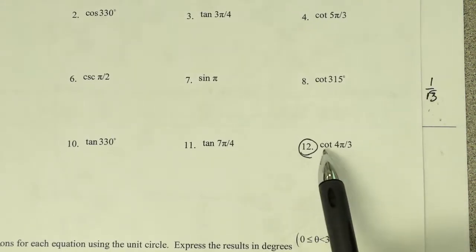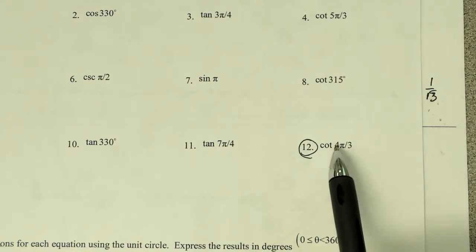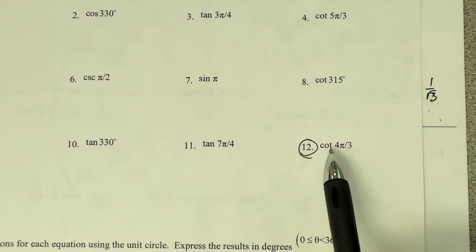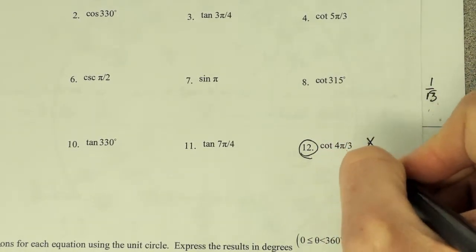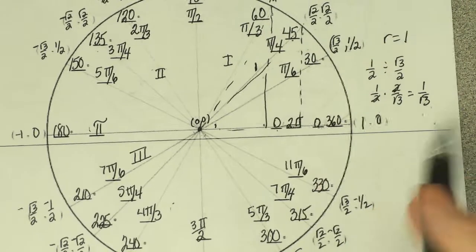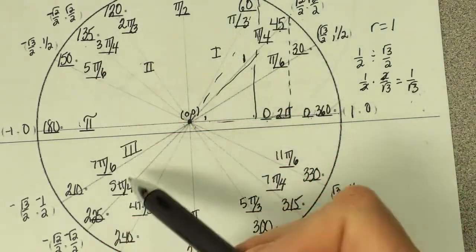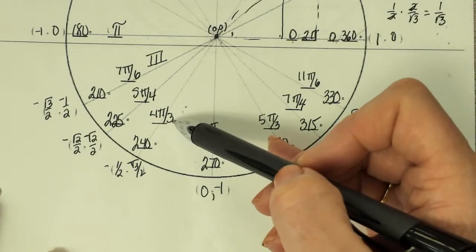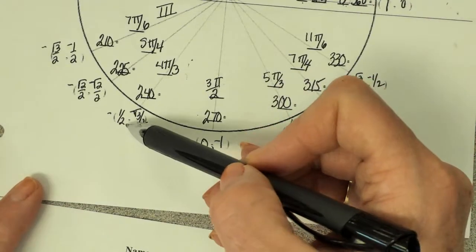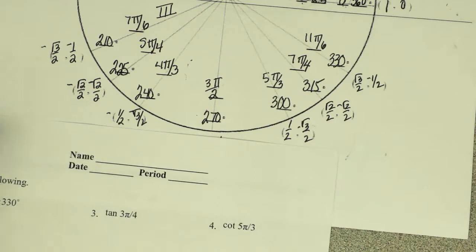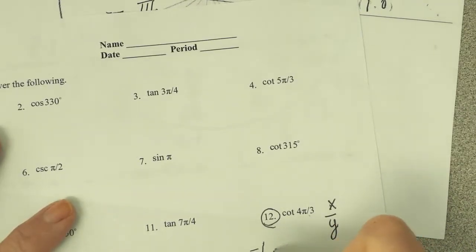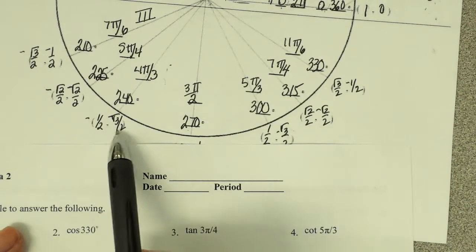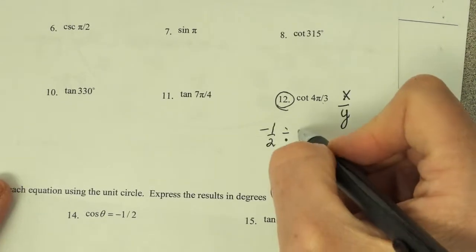Okay, so for number 12, it's asking us to do the cotangent of 4 pi over 3. Cotangent, I know, is the reciprocal of tangent. So I know cotangent is going to have to be x divided by y. So I'm going to have to look at my unit circle. I'm going to have to go to 4 pi over 3. Right here it is. And I'm just going to look at my x, and I'm going to look at my y. So the x right there is negative 1/2, and I have to divide that by the y value, which is negative radical 3 over 2.